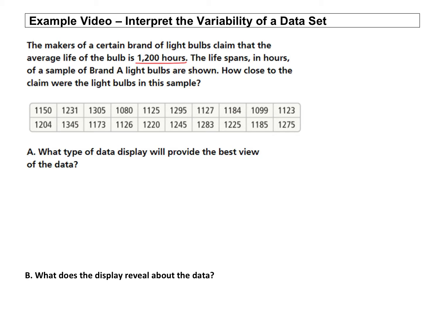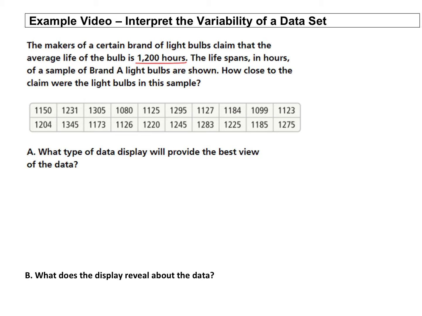You can see that in the sample, they tested 1, 2, 3, 4, 5, 6, 7, 8, 9, 10 times 2, 20 different light bulbs, and they just checked to see how long the light bulb lasted. These are the number of hours. The brand claims that on average it has 1,200 hours. Some of these are close to 1,200, some of them are kind of far away from 1,200. So question A, what type of data display will provide the best view of the data?